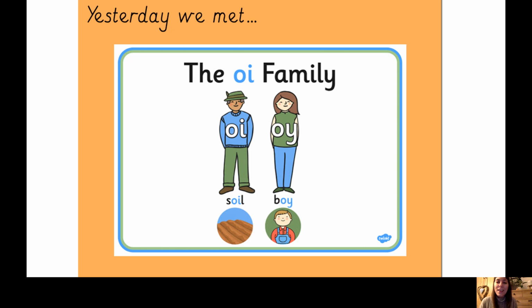Well, I remember that Daddy Oi loves to fix things together. He's just like the glue. So he goes in the middle of words. And I know that Mummy Oi is a little bit bossy because she's super caring and wants to make sure everyone is safe. So she goes at the end of words because she's making sure everybody else is ahead of her. So Mummy Oi goes at the end, Daddy Oi usually goes in the middle.